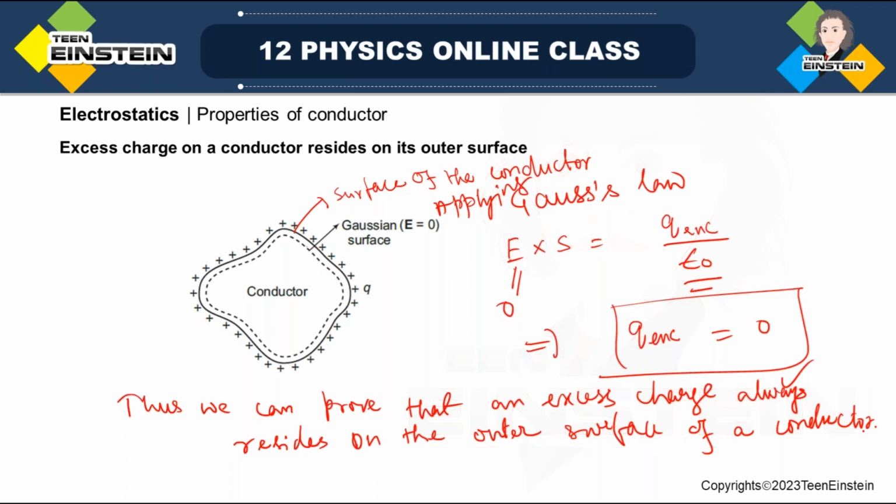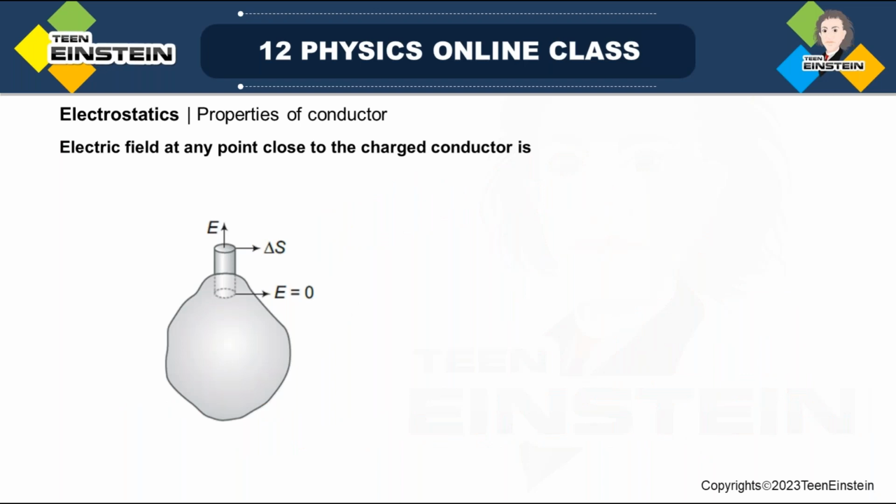Okay, so this is one point. One property is that excess charge resides outside the conductor. Now, the electric field at any point very close to the charged conductor is sigma by epsilon 0. So what does this mean? This is what it is.